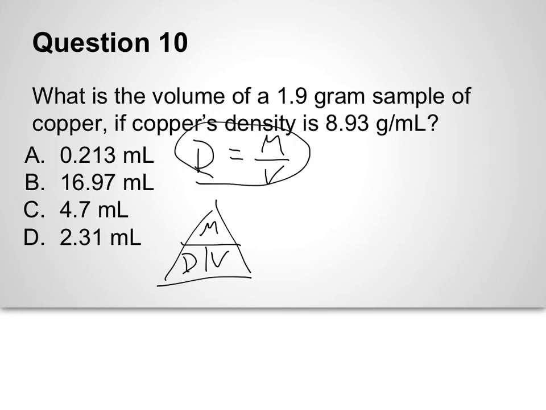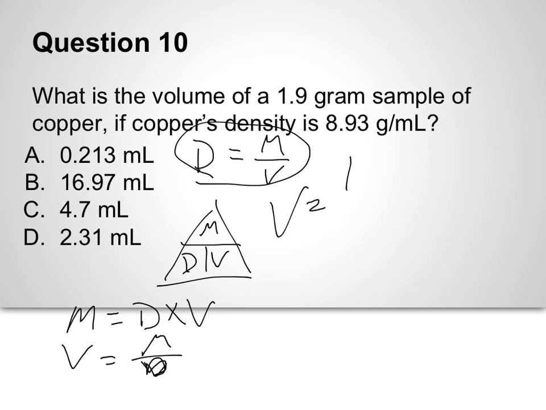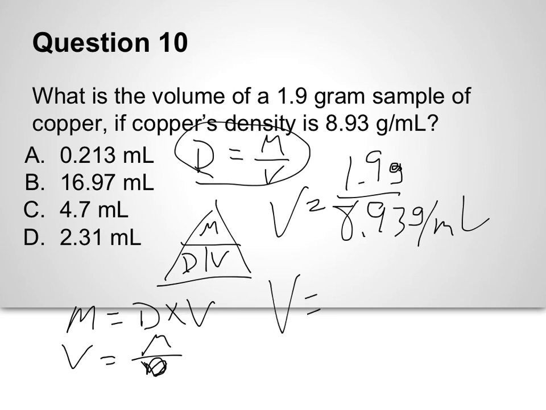That's the formula for density. And then if you wanted to find the mass, it would be the density times the volume. And if you want to find the volume, it's the mass divided by the density. So that's what we want here. We want the mass divided by the density, and that will give us the volume. So the volume is the mass of 1.9 divided by the density of 8.93 grams per milliliter. So when you do that math out, you find that the volume is equal to 0.213 milliliters, which is answer choice A.